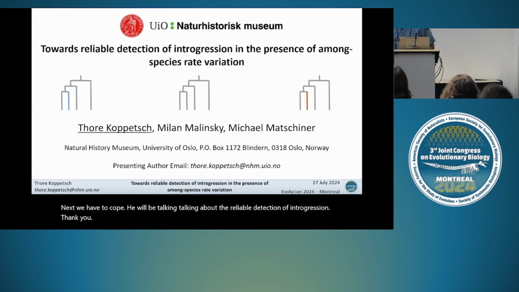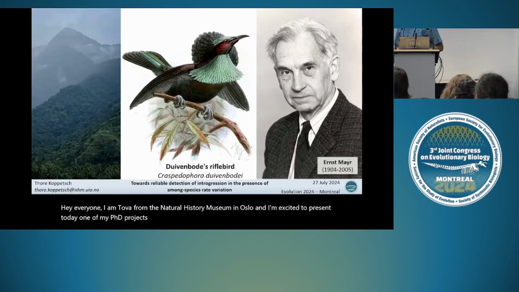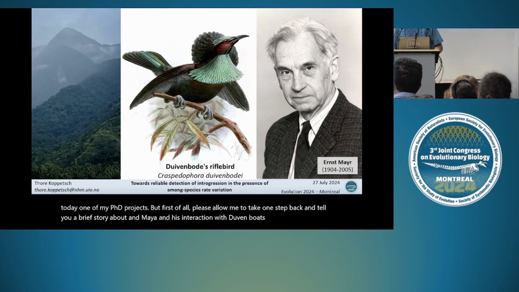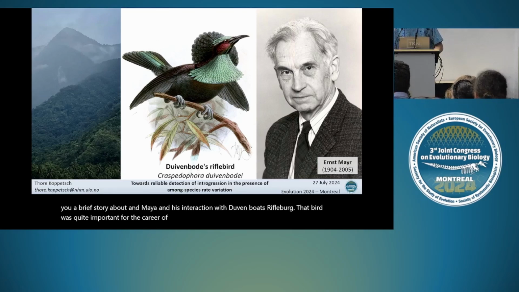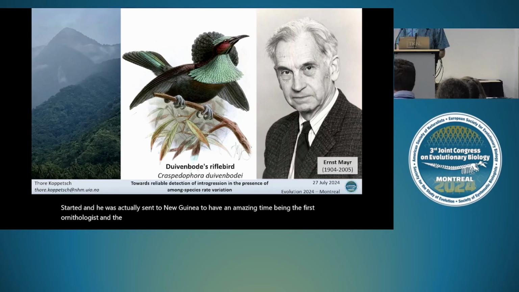Hi everyone, I'm Thore from the Natural History Museum in Oslo, and I'm excited to present today one of my PhD projects. But first of all, please allow me to take one step back and tell you a brief story about Ernst Mayr and his interaction with Duivenbode's rifle bird. That bird was quite important for the career of Ernst Mayr because it was only known from 3 individuals, and that was the reason why Ernst Mayr's career started, and he was sent to New Guinea to have an amazing time being the first ornithologist in the remotest parts of that island. But he was never able to find this bird, so it was a big failure of Ernst Mayr.